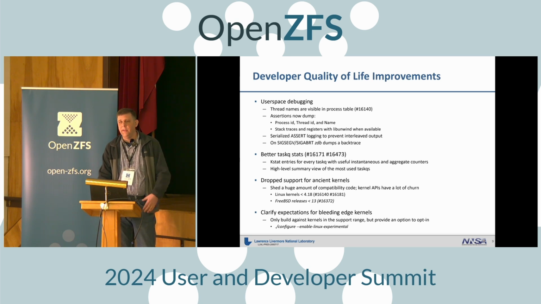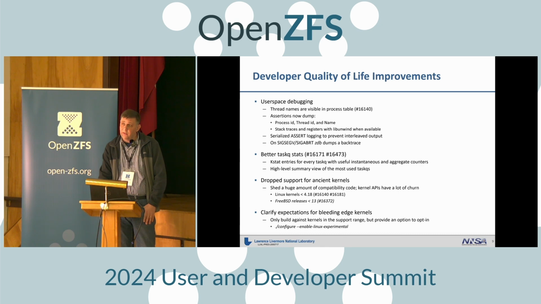Little things like the asserts were not serialized before. So if you hit two asserts in different threads, they get all mangled together and you couldn't tell what happened, right? So a nice set of quality of life, like I say, improvements for these things.